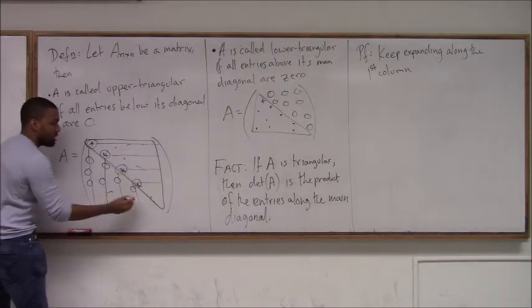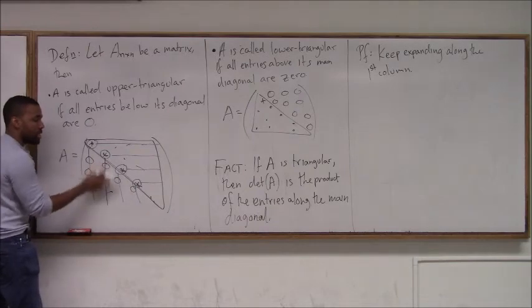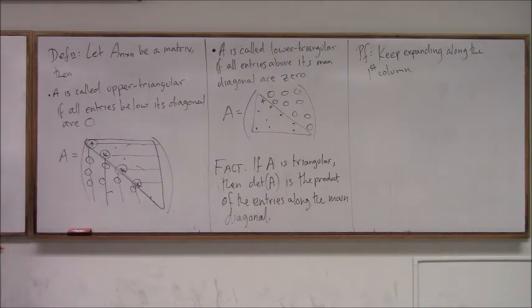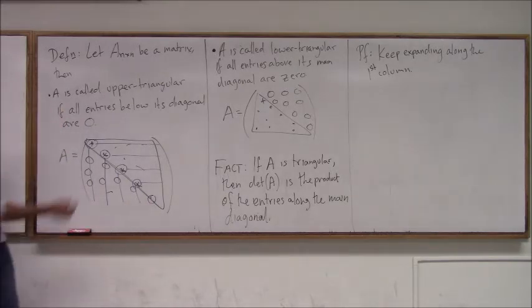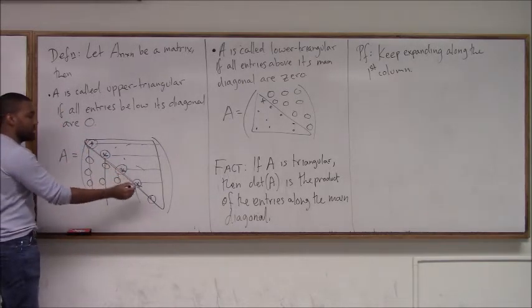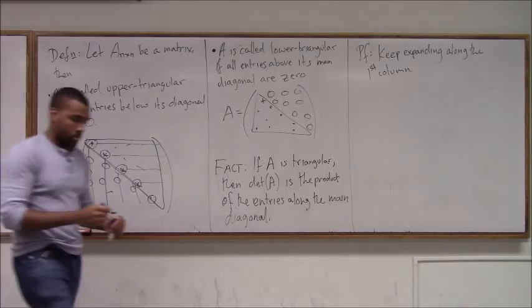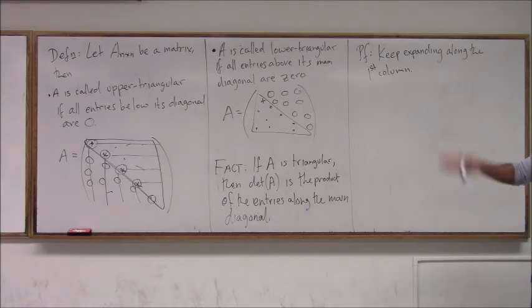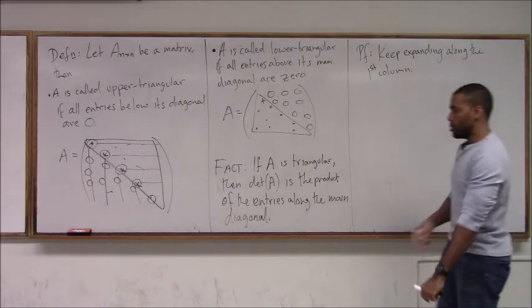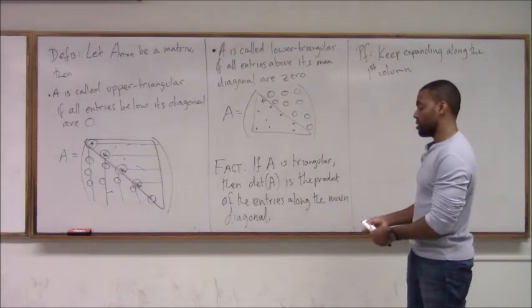So you keep going down in steps, but you keep choosing the first column because the first column will always have the most zeros. At the end of the day, you get to a point where there are no more zeros to choose, and your determinant just ends up being this times this times this times this. I'm not going to write that out, but you can, but that's the idea. Keep expanding along the first column. You'll end up with just the product of the diagonal entries.